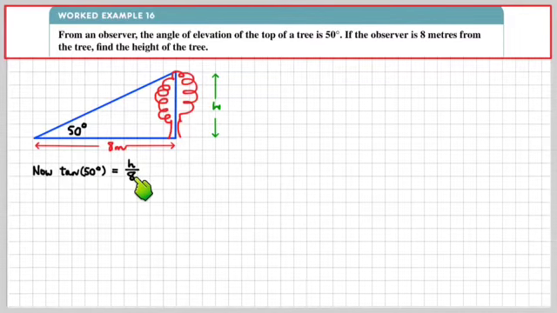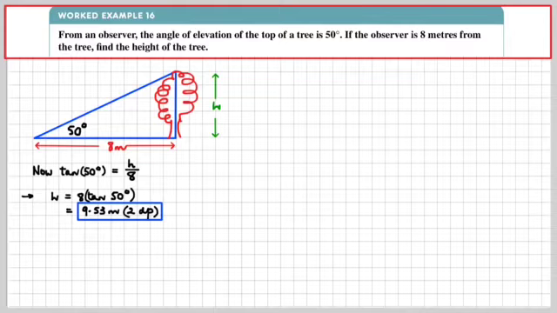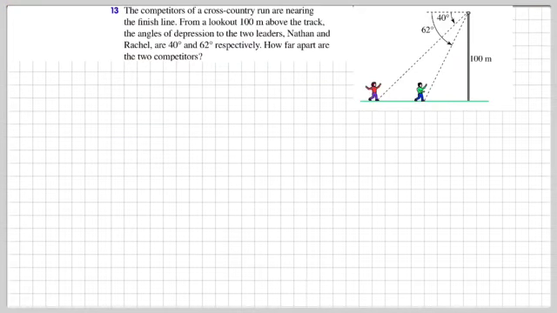Therefore, h is 8 tan 50 degrees. Yes, of course it is. And you can look up tan 50 degrees on your calculator and you will get, to 2 decimal places, that h is 9.53 metres. Quite a big tree. A nice tree, eh? Probably one in a park or somewhere like that, but not in a backyard, I wouldn't think. So let's have another example here and we'll see how we go.